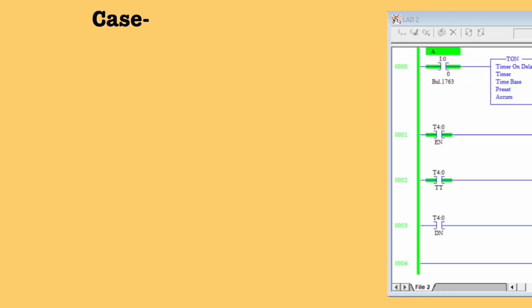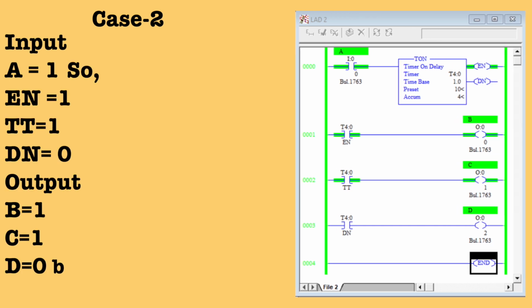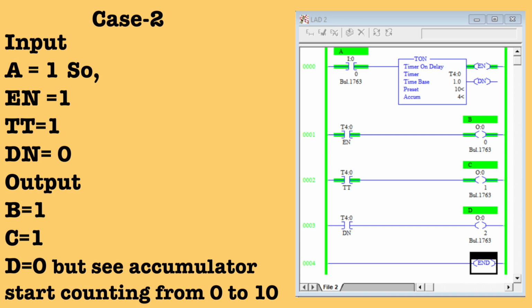In the next case, when we turn on switch A, meaning A equals 1, our switch changes its state from normally open to normally closed. You can see in the diagram that in the first rung our timer gets the supply, so the enable bit is high. In the second rung, our T4:0 enable is high, so that contact also changes its state from normally open to normally closed, and the output B becomes high because output B is connected to the enable bit.